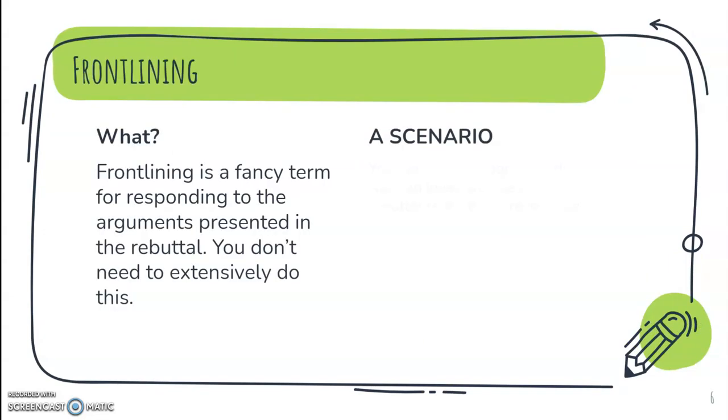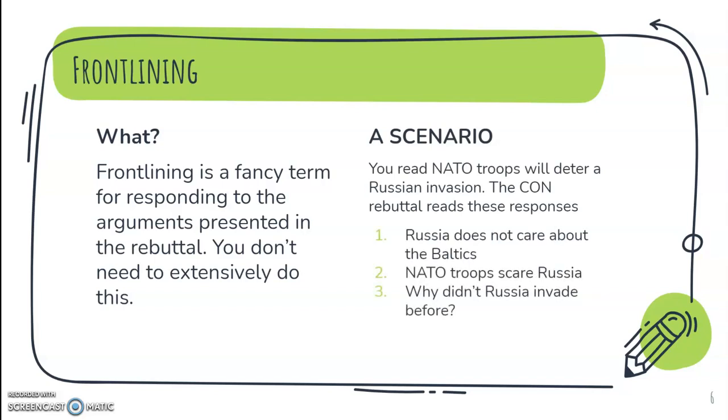Here's a quick thing to note. Frontlining. You don't need to fully know this, but if you do want to take an extra step forward, I would recommend it. Let's say your opponents are super good and they read a couple of responses to your contention. Let's say we read the argument that NATO troops will deter a Russian invasion, and the opponents come up and read 3 separate responses. Frontlining is when you respond to these responses. As you can see on the right, if we get 3 responses, that Russia does not care about the Baltics, NATO troops scare Russia, and why didn't Russia invade before, frontlining would mean I, or you, whoever, would respond to those responses. That's what frontlining means.